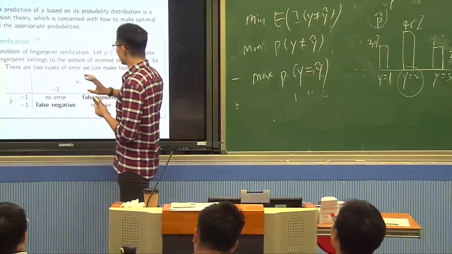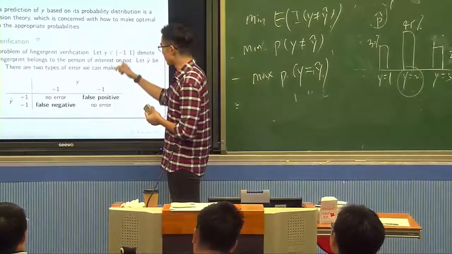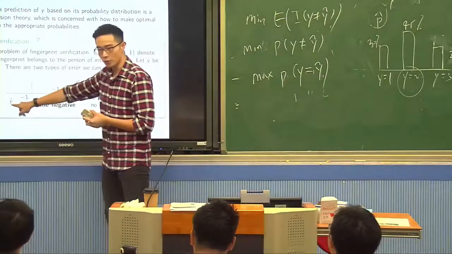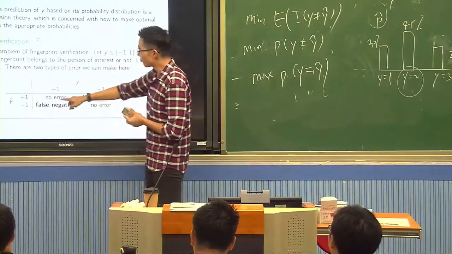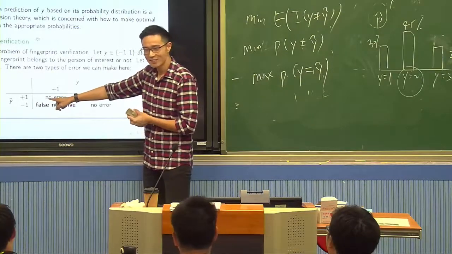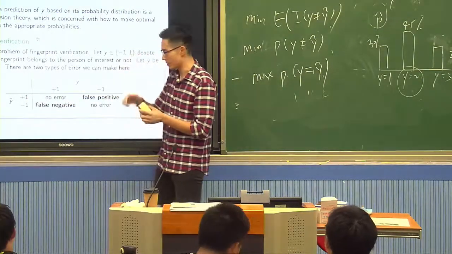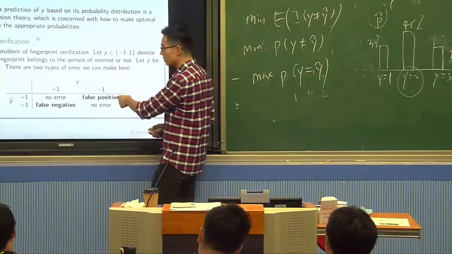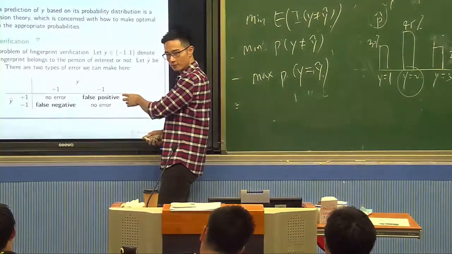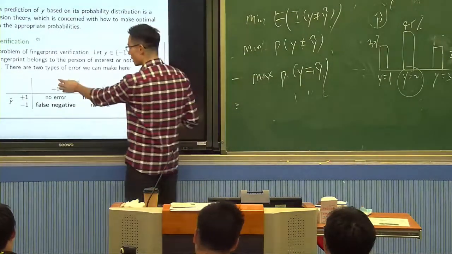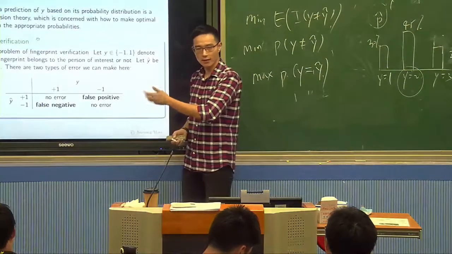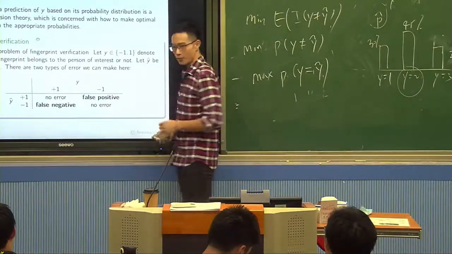But first, let's imagine another case where y has only two values, -1 and +1. So the true value is +1 or -1. Your prediction is +1 or -1. Now, if your prediction is correct, we say there's no error, right? But if your prediction is incorrect, there are two cases. If the true value is -1, but you predict +1, we say that's false positive. People are familiar with that, right? If the true value is +1, but you predict -1, we say it's false negative, because you're falsely negative.